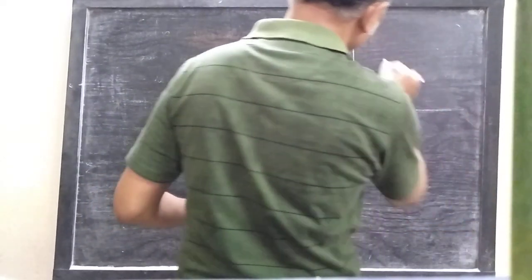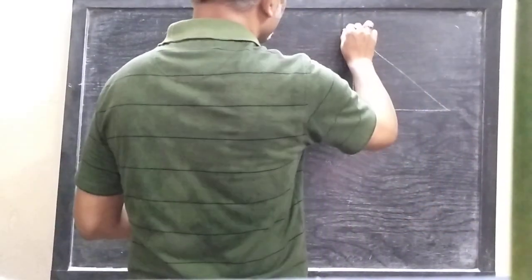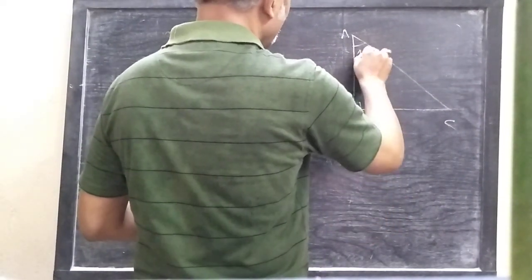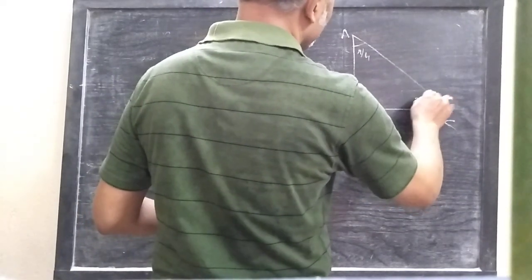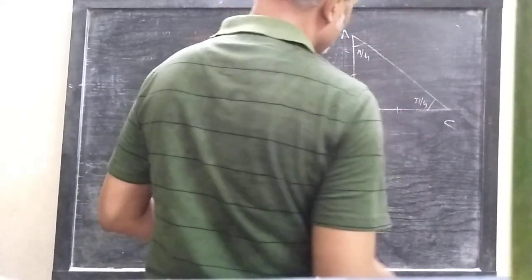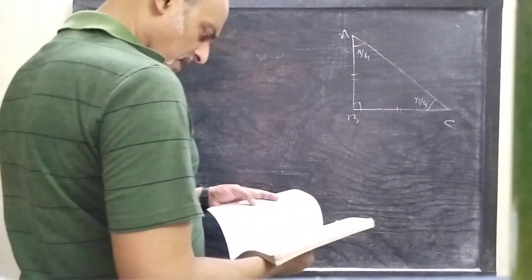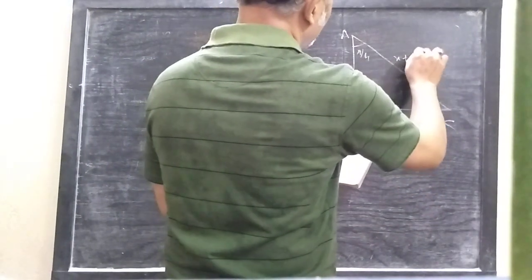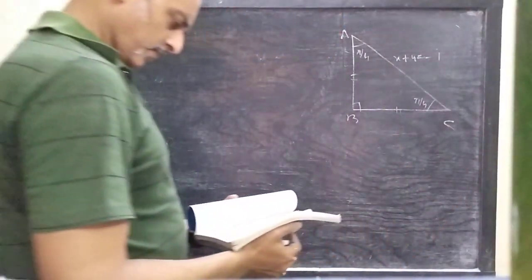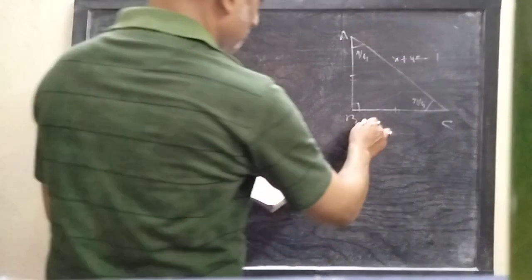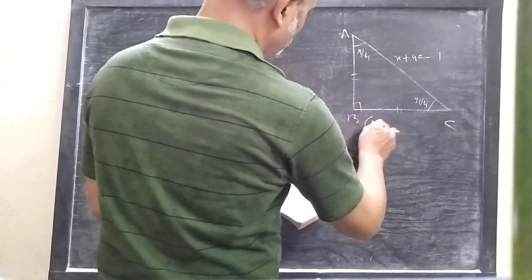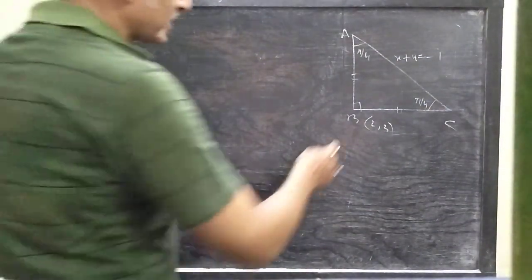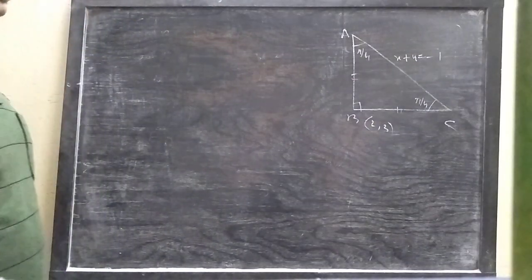Suppose this is our isosceles right triangle ABC. This angle is pi by 2 and each of the other angles is pi by 4, because these two sides are equal. You know the equation of the hypotenuse, which is given to be x plus y equals minus 1. And you know the opposite vertex, that is B. B is (2, 3), and you are asked to find the equations of the other sides of the triangle, that is, the equations of AB and BC.